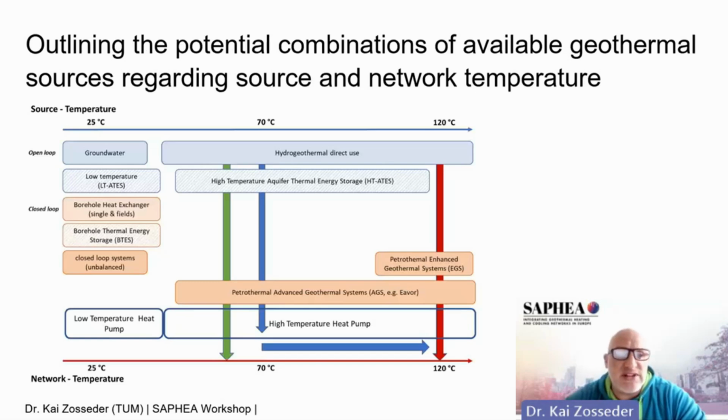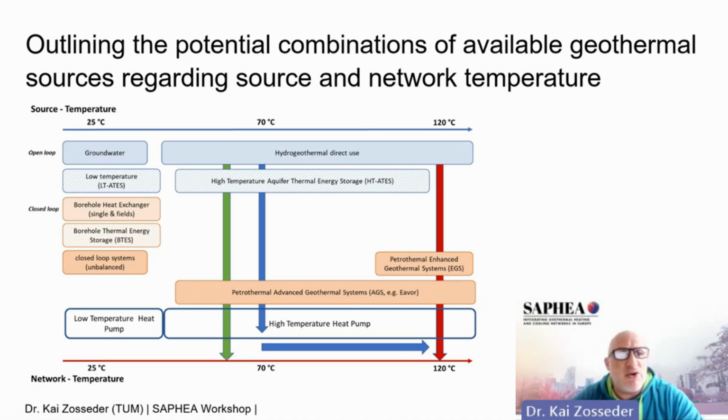Then you can say that we have, for example, a hydrogeothermal direct use with 70 degrees Celsius, as you see here in the blue arrow. If it fits a 70 degrees Celsius network, you can use it directly. But if you have to feed a high temperature grid, you can use a high temperature heat pump and then increase the temperature. This is some sort of combination for grids and sources.